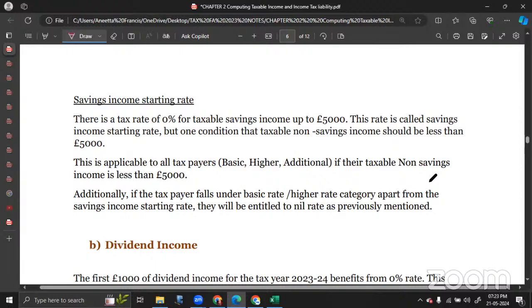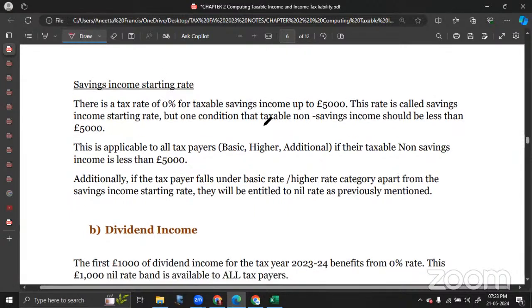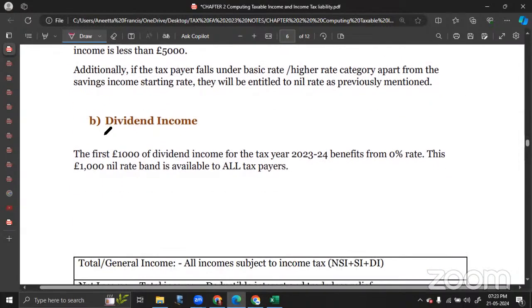That much amount in your savings income will be taxed at 0%. Along with that, you are eligible for the normal nil rate of savings income, and the remaining amount will be taxed at whatever rate taxpayer you belong to. Keep in mind, if there is a tax rate of 0% for taxable savings income up to 5,000, this is not a savings income starting rate, but the condition is that your taxable non-savings income should be less than 5,000. Then you have dividend income.